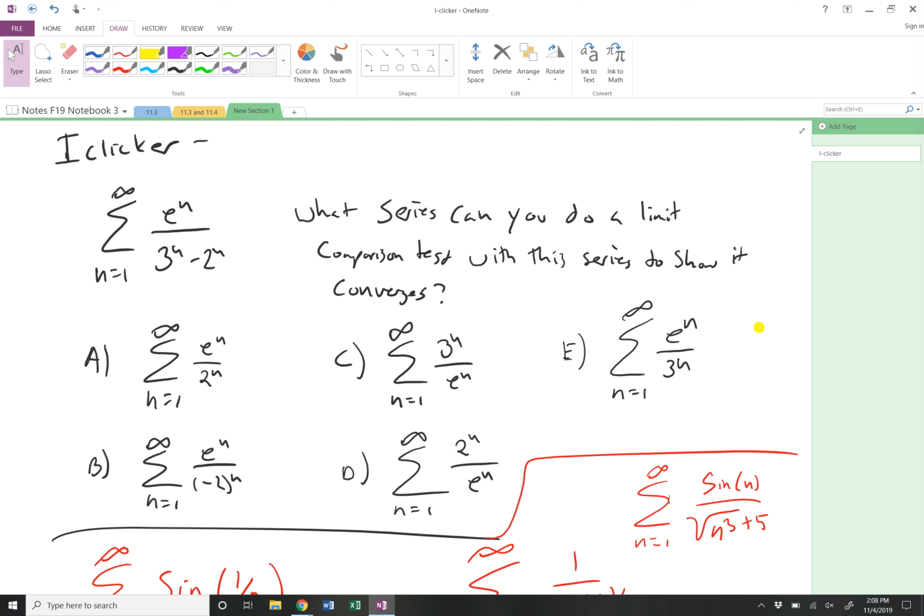But how do you find that function you're going to compare to? Usually, you find the dominant term. So the first rule of thumb is to look at the dominant term in the numerator and the denominator, if there is a numerator and denominator. So in this case, what are the dominant terms? Well, there's only one in the numerator. What about in the denominator? The dominant term is the one that's growing the fastest. So 3 to the n.